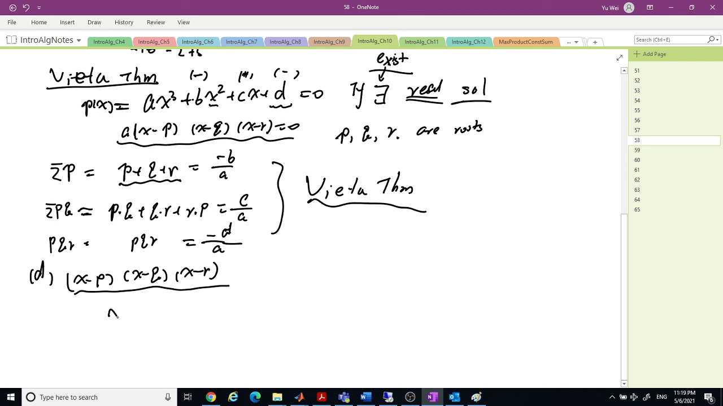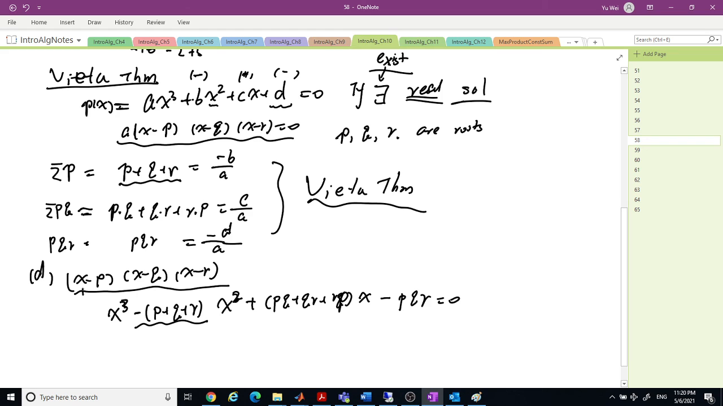what you know is x cubed, right? And p plus q plus r is the negative of the coefficient of x squared. Then the coefficient of x is positive pq plus qr plus rp, and the final constant is the negative of the product, negative pqr equals 0.